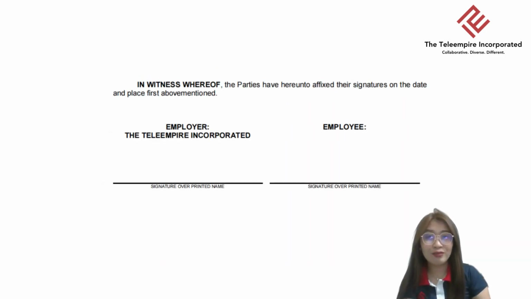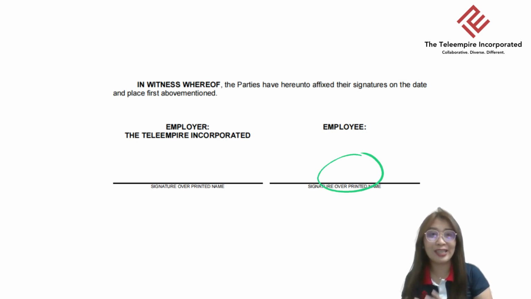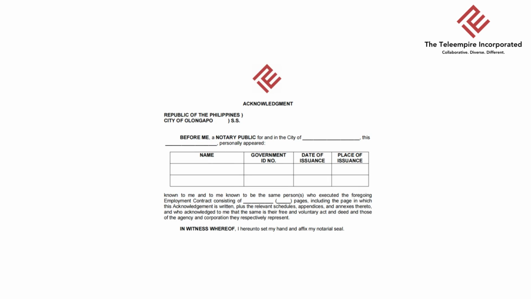In the final part of these sections, you are required to sign your signature above your printed name and include the date. Once you have signed this section, it is important to ensure that you have sufficient understanding of the content of this contract. In this part, it will simply display the ID you have submitted for notary purposes.